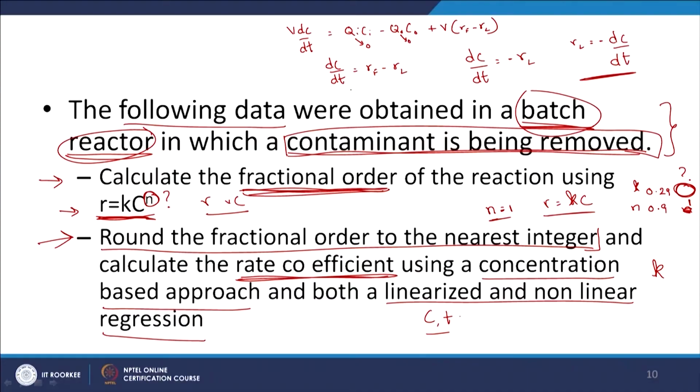Before we go further, we need to understand that the form of this equation is dc by dt equal to minus rate of loss. To look at the concentration based approach, I need to modify this equation. So dc by dt equal to minus rate of loss, but from my calculations I now know that the rate is equal to Kc. So that is equal to minus Kc.